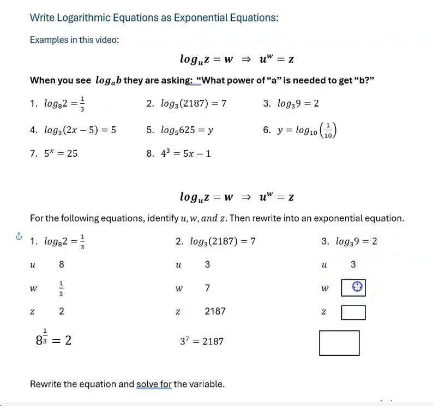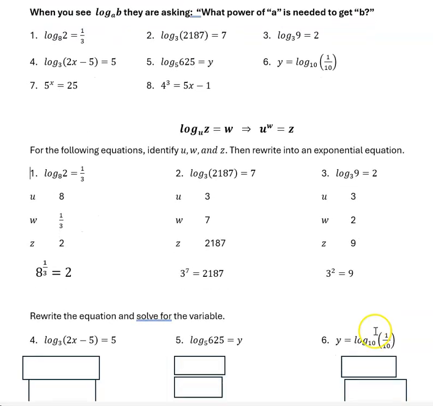And finally, our base here is 3. We're raising that to the power of 2 to get 9. So it looks like that. 3 to the power of 2 equals 9. So they can be a little more complicated.